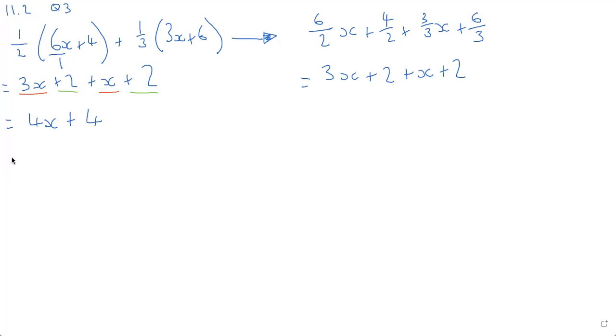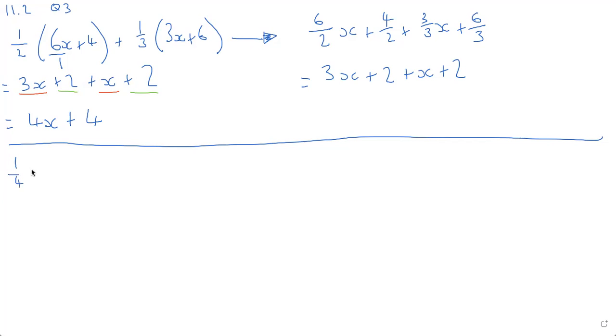I know you don't have to do 3b, but I'm going to do 3b anyway, just to keep proving the point. All right, let's draw a line. Okay, so 3b is going to be 1/4 of 2x plus 6y, and then I'm going to have 3/4 of 6x minus 4y. All right, so let's do this.